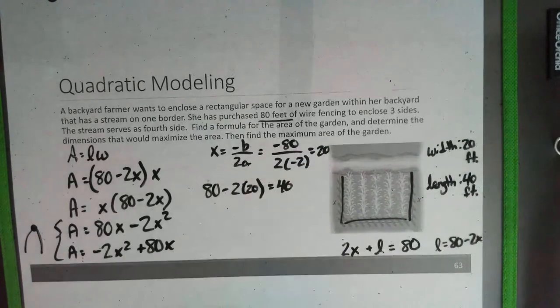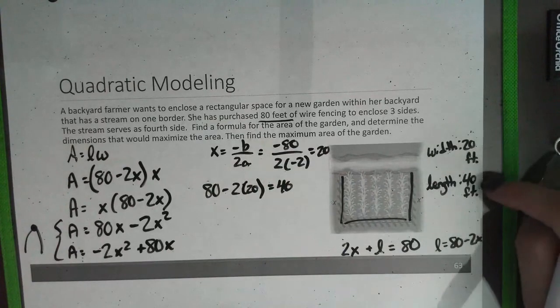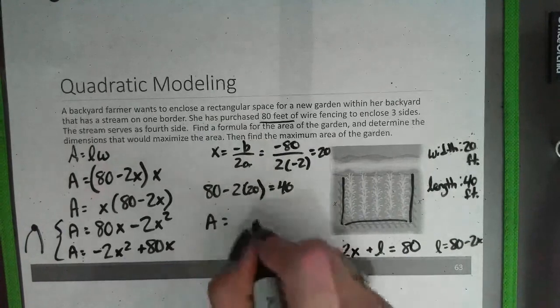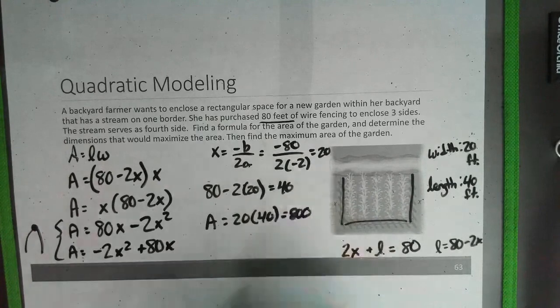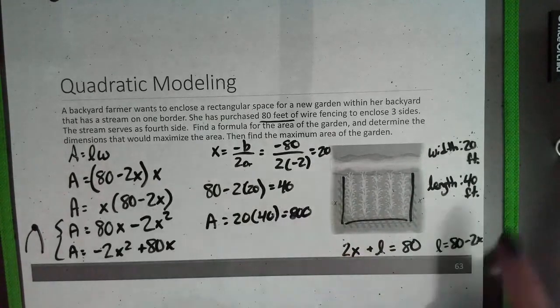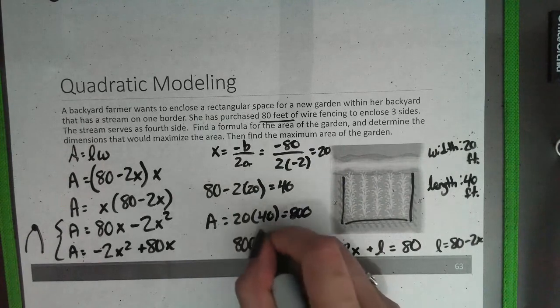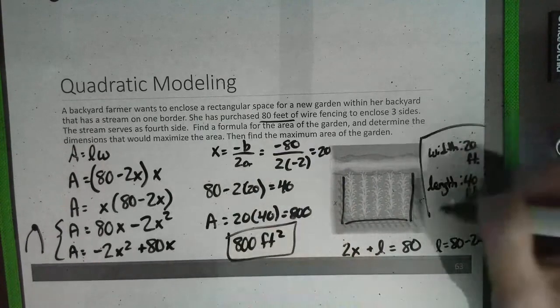Finally, we want to find the maximum area of the garden. We know that this happens when the width is 20 and the length is 40. So to find that total area, that's going to be 20 times 40, which is 800. So if we take 20 feet times 40 feet, we get 800 square feet. It's going to be the area of the garden, and these were the dimensions.